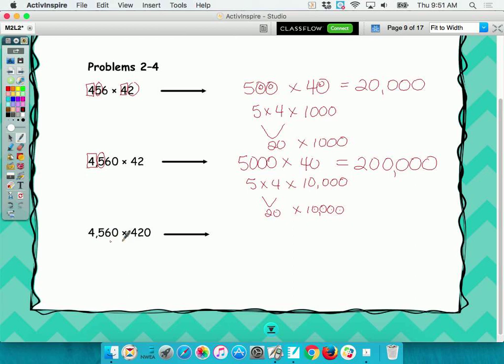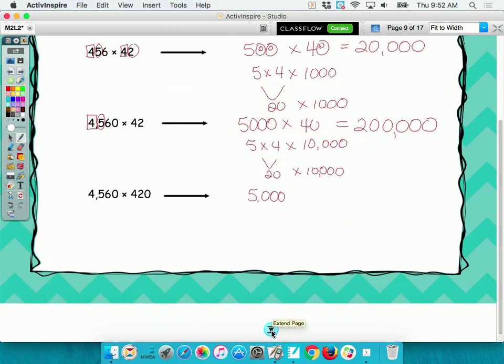Okay? Keeping with the same strategy, I already know what this rounds to. I just did it. What was it? 4,560 rounds to what? 5,000. And what am I going to multiply it times this? 400. Okay. Now, let's just see if we can get a little closer to the actual. Instead of 400, I'm going to keep one of my numbers the same. So go ahead and write 420 there.